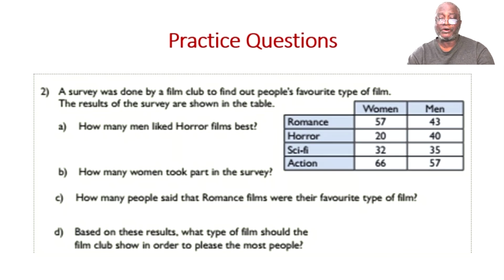This is about movies. The genre of movies people like. You have women, you have men, and then you have 4 categories: romance, horror, sci-fi, and action. There's a lot of information you can get from this. The total number of women who took part in the survey, the total number of men who took part in the survey, the total number of people who took part in the survey, the total number of people who like romance, the number of women who like romance and the number of men. So go across, write down the list, and you can get a whole load of information.